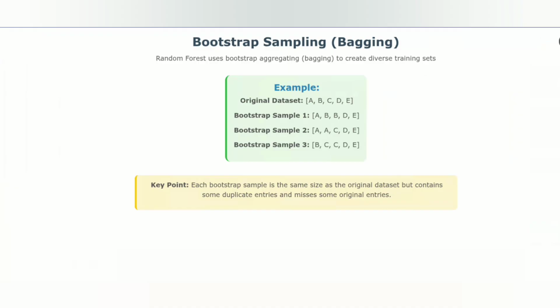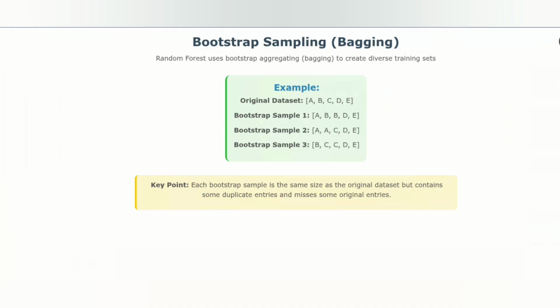Notice how bootstrap sample 1 has B appearing twice but is missing C. Sample 2 has A appearing twice but is missing B. This randomness ensures that each tree sees a slightly different version of the data. This technique serves 2 purposes. It reduces overfitting by preventing any single tree from memorizing the entire dataset, and it provides diversity among the trees, which is essential for the ensemble to work effectively.